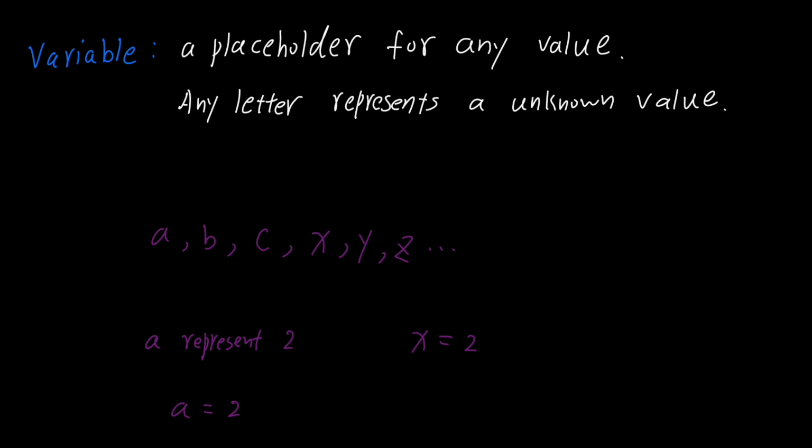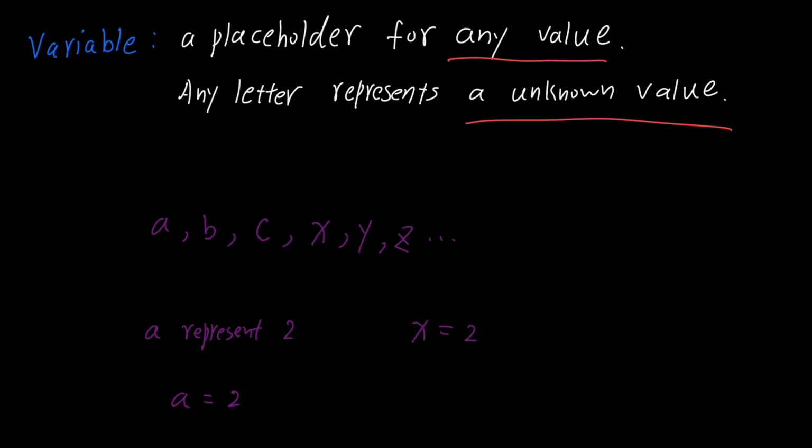But in math class, in mathematics, we have a different name for these letters. We call it a variable. A variable is a placeholder for any value, or simply any letter that represents an unknown value. So just like here we have x represent 2, we have a represent 2. So they are called variables. And in math, these three are commonly used, so just keep that in mind.